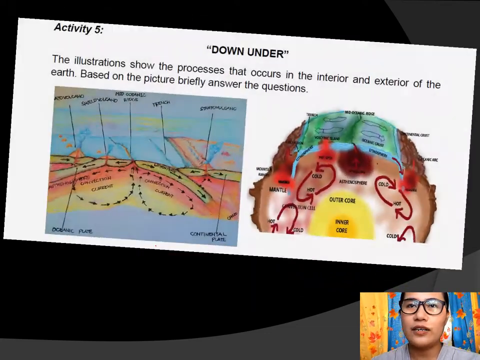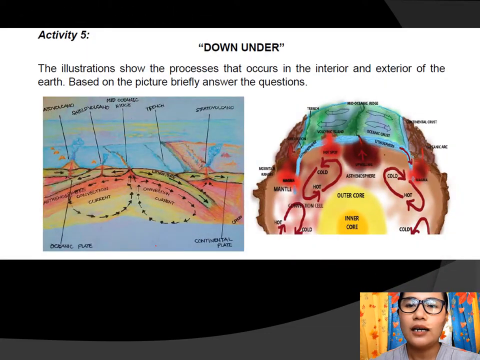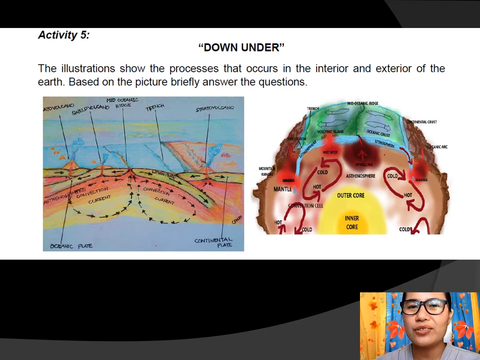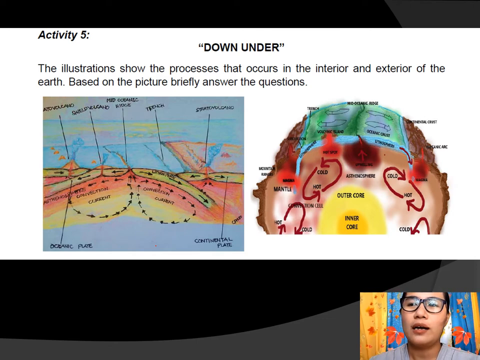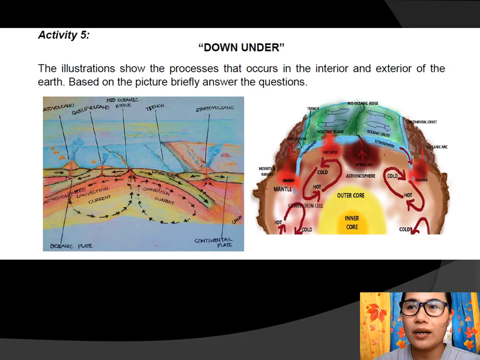Next, activity number 5, it is entitled Down Under. This illustration shows the processes that occur in the interior and the exterior of the earth. Based on the picture, you are to answer guide questions. There you can see arrows going around in circles. What are they? Later on in this video, you will know what process drives the plates to be moving on the surface of the earth. What is in the interior? Why is it strong enough to move the hard rocks that are in the crust?